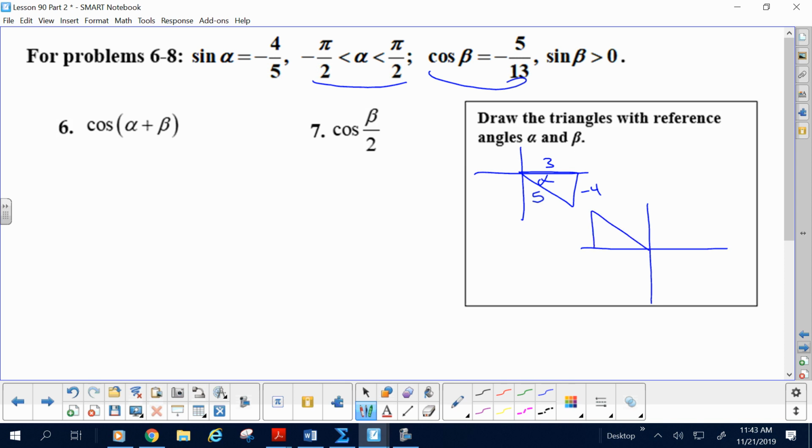Now put some sides down. Negative 5 is the adjacent side, okay? 13 is the hypotenuse. What's the missing side? 12. That's the Pythagorean triple. Now we have the pictures. Now we can go and do the problem. Cosine of alpha plus beta, that's review. Do that first on your own.